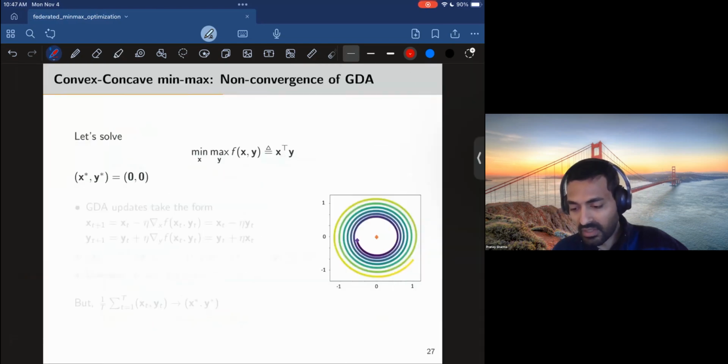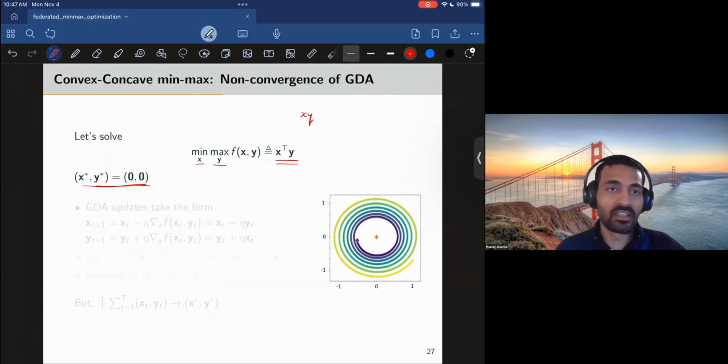So let's look at a very simple example. This is perhaps the simplest convex concave function you can imagine. So it's simply, you want to minimize with respect to x, maximize with respect to y, this problem. It's a simple bilinear problem. If x and y were both single dimensional, then this would simply be xy. And the solution of this problem, or the saddle point of this problem, is at the origin, right? So let's look at what kind of iterations happen in GDA.